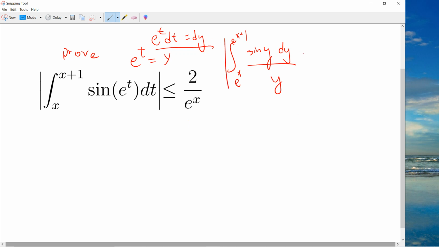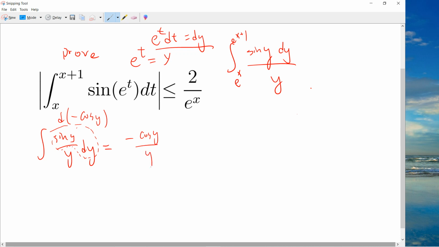So before we take the absolute value, maybe we should quickly try something special, right? So we start from here, and we do the integration by parts. So this is d of minus cosine y. So we get minus cosine y over y, plus the integral of cosine y times the derivative of 1 over y, so it's negative 1 over y squared dy.